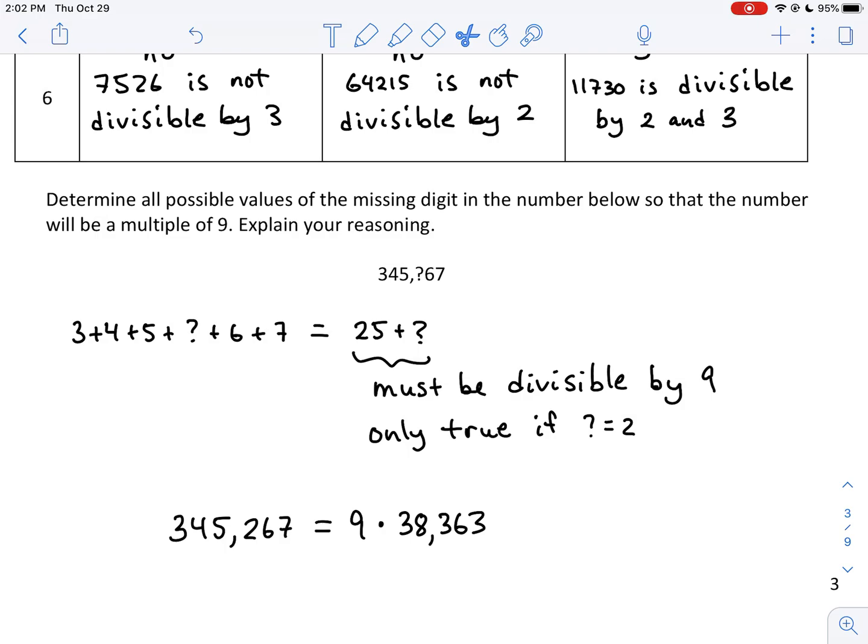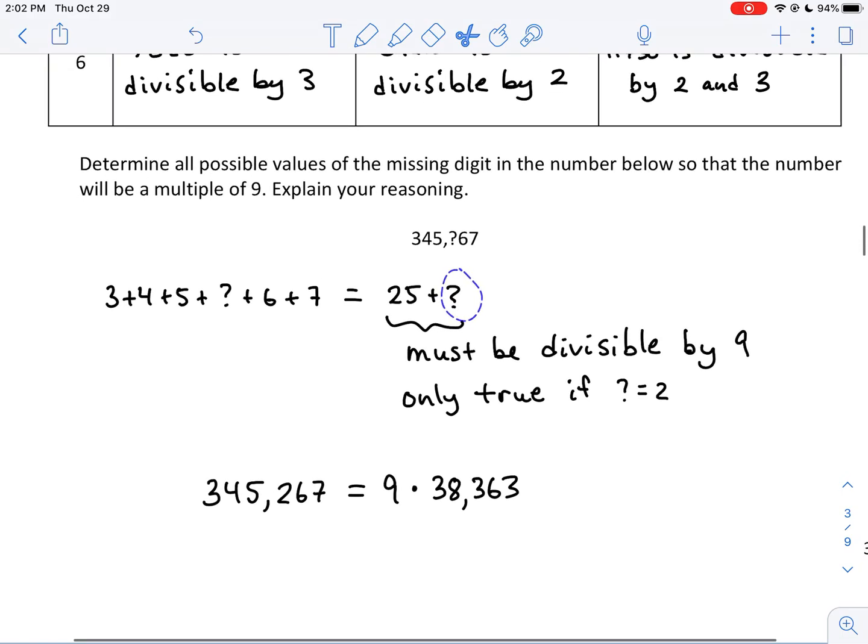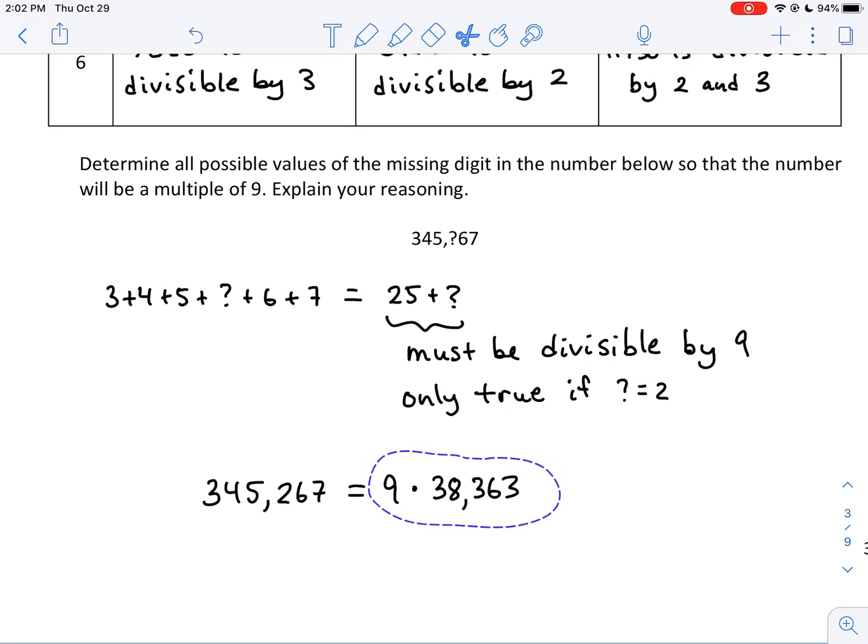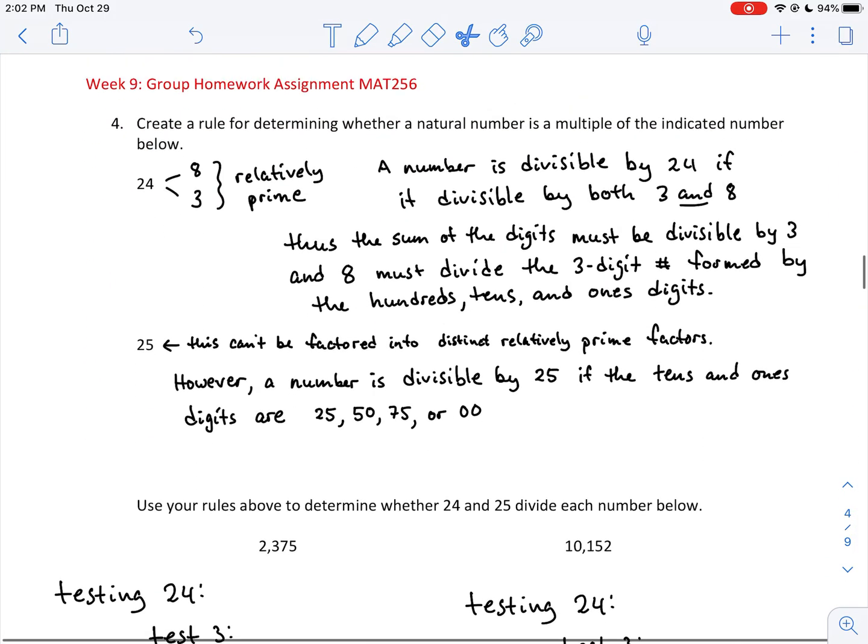If you were to add up the digits, you would get 25 plus the unknown part. And so I cycled through every possible single digit number that I could put here, 0, 1, 2, 3, etc. up to 9. And the only time we got something divisible by 9 is when that question mark was a 2. So that's the only possible value. And then I actually went and did the factoring as well. So 9 times 38,364 will equal this 345,276.